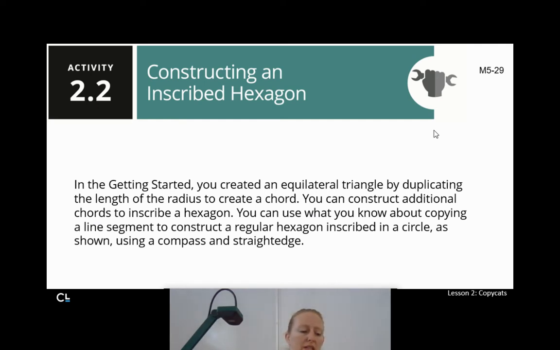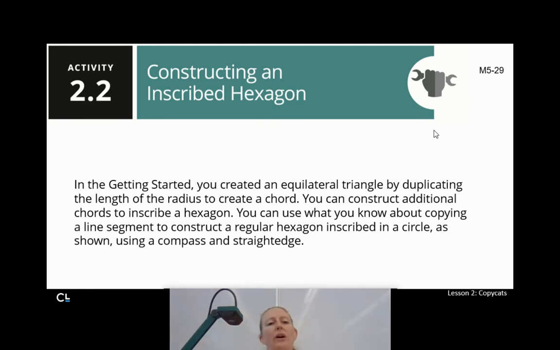So let's come back to that circle in the getting started activity, right? In the getting started, we created an equilateral triangle by duplicating the length of the radius to create a chord. And you can construct additional chords to inscribe a hexagon. We can just keep doing what we did over and over again. That trick that we did at the very beginning where we just measured the length and put it on the circle, you could keep doing that to create a hexagon.